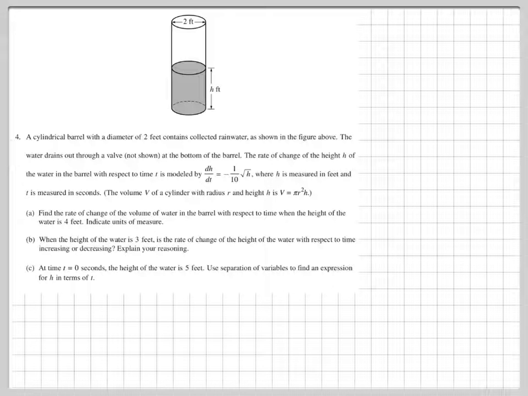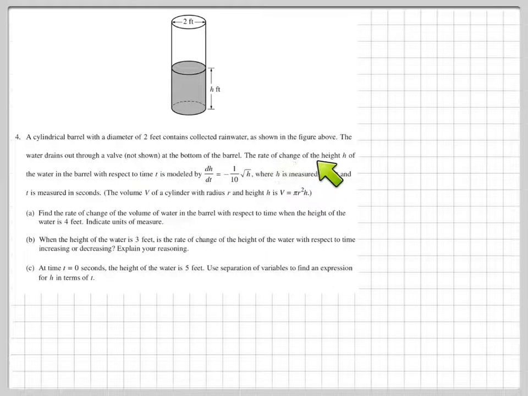Looks like we got ourselves a related rate question. So let's get on with the program. It says a cylinder barrel with a diameter of 2 feet contains collected rainwater as shown in the figure above. The water drains out through the valve, a valve not shown at the bottom of the barrel.